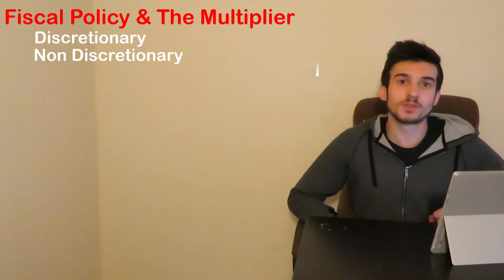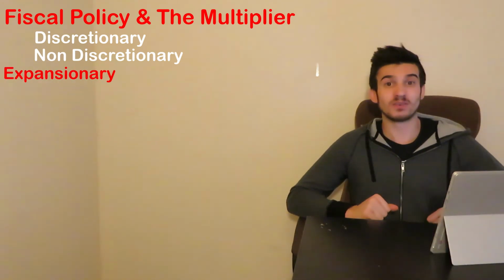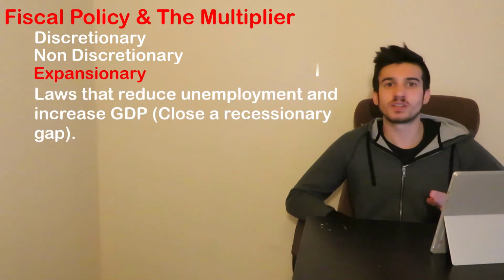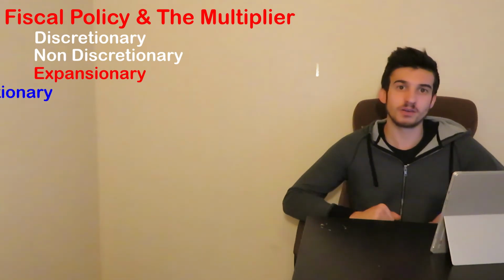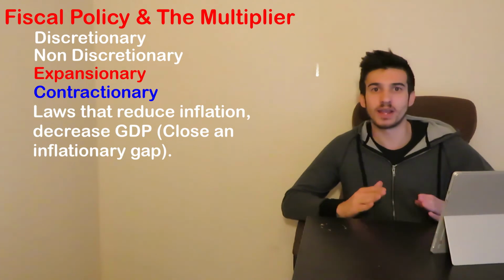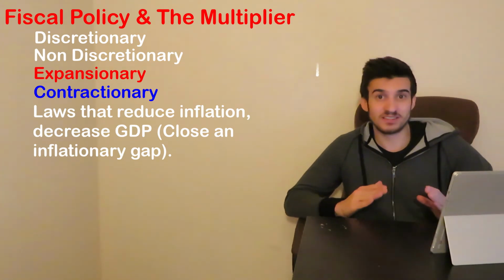Fiscal policy can also be contractionary or expansionary. Expansionary fiscal policy is going to be the gas pedal of the economy. This is going to be when the government is trying to stimulate a stagnant economy, while contractionary fiscal policy is going to be considered the brakes. These laws are designed to slow down an economy that is experiencing unanticipated inflation.